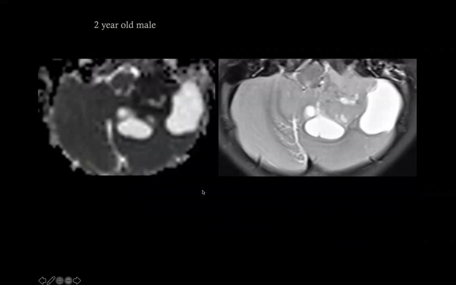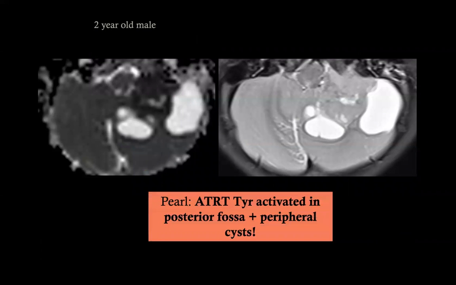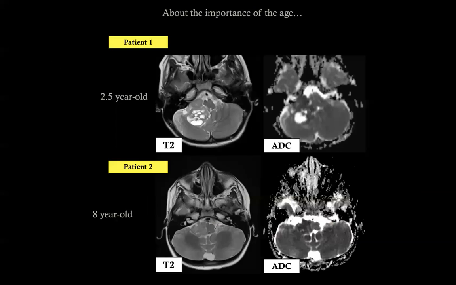You don't care about the enhancement, but peripheral cyst, you have a very good chance to get it right if you write in your report ATRT tyrosine activated, because posterior fossa, restriction, young child, peripheral cyst. This is just slightly off topic in terms of pineal and suprasellar and sellar tumor, but I think it's important for you to connect the dots and not consider the ATRT only in that location I showed you before.